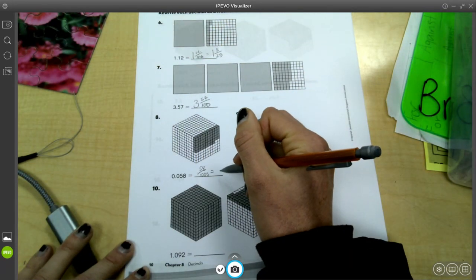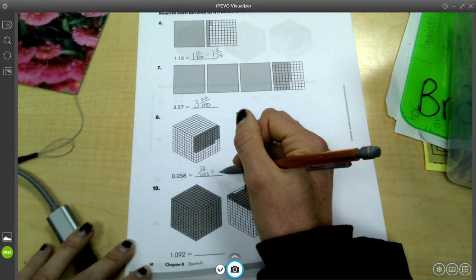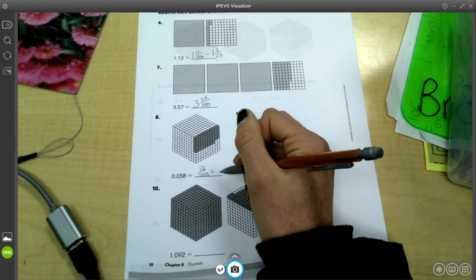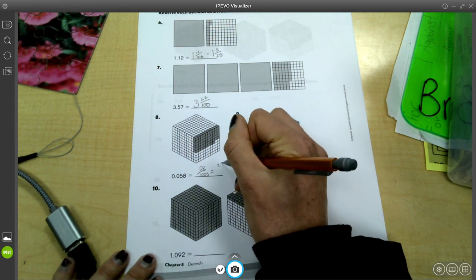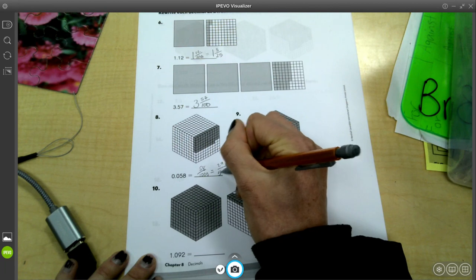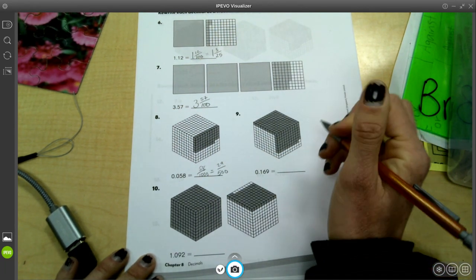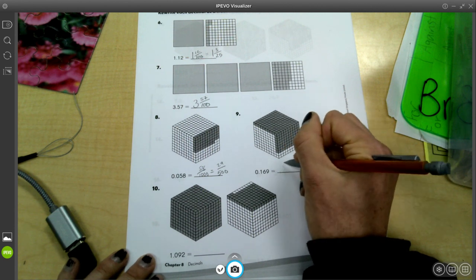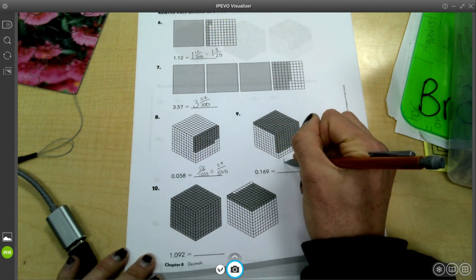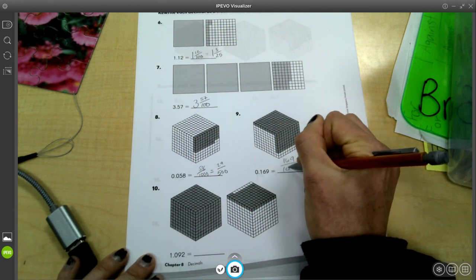58 divided by 2 is 29. 1,000 divided by 2 is 500. Whoa, it's getting a little intense here. All right, 169 one-thousandths.